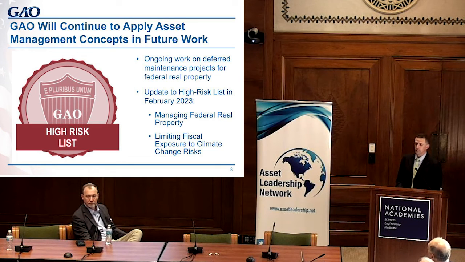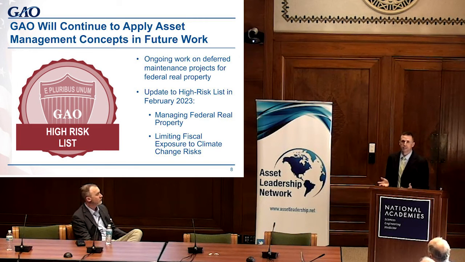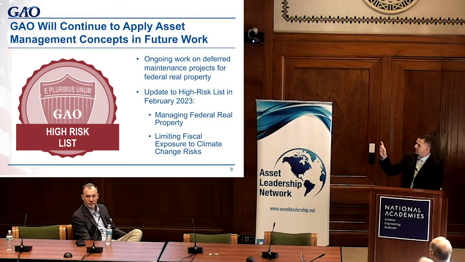Also, our high risk list, which we update every 2 years. It represents federal programs that are either at the highest risk of fraud, waste, or abuse, or more relevant to us, in need of substantial transformation for reasons of efficiency, economy, effectiveness. That'll be coming out in 2023, most likely February, maybe March. And that'll have updates to two areas that are really important when it comes to asset management, where we've used these concepts very broadly. Again, managing federal real property, and then a relatively new high-risk area, limiting federal physical exposure to climate change risks. So keep your eyes tuned on that.